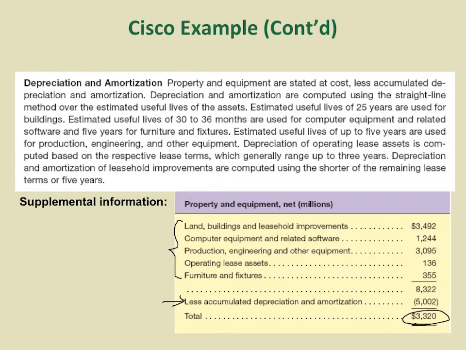And in this little paragraph over this schedule, they disclose some other information. For example, the depreciation method they use is the straight line method, and they use different estimated useful lives for different buckets of the assets. For example, 25 years are used for buildings, 30 to 36 months are used for computer equipment and related software, 5 years for furniture and fixtures. Okay, so all this estimate information is disclosed in this footnote.